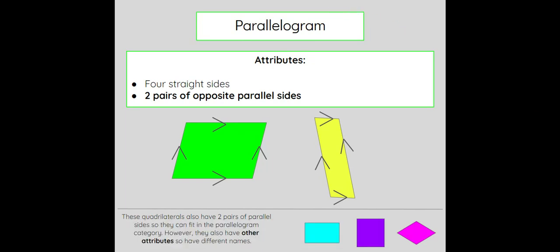A parallelogram has 4 straight sides, just like the last one, but they have 2 pairs of opposite parallel sides. So a trapezoid has 1, parallelograms have 2. If you look below at the other shapes, the blue, the purple, and the pink, these quadrilaterals also have 2 pairs of parallel sides. So they could fit in the parallelogram category, but they have other attributes, so they have different names. Let's find out more.